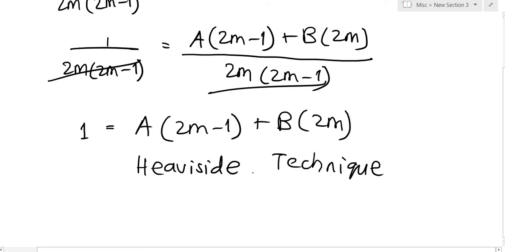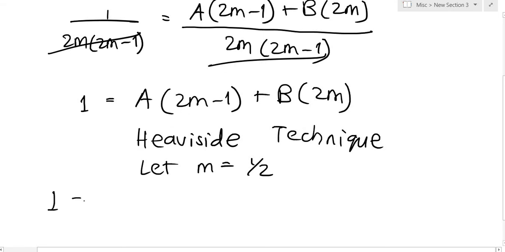What we do in this technique is we plug in such a value of m such that one of these factors goes to 0, and there are two of these, right? There is a 2m minus 1 and there's a 2m. So first let's take a value of m such that when we plug that in, this 2m minus 1 will go to 0. So let m equal half, and you will see in a minute why.